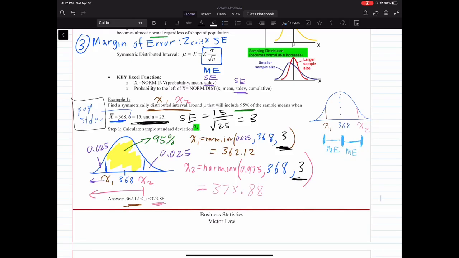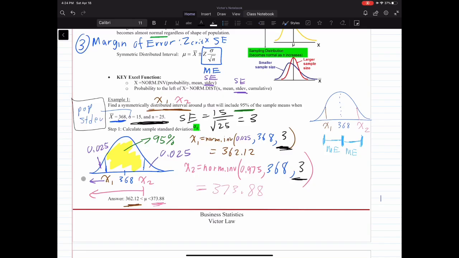When we're solving this question, our first step is to draw a diagram so we can visualize what is going on. In the diagram, we have a normal distribution curve, and the mean, 368, that's your sample mean. We're looking for the symmetrically distributed interval around the mean that will include 95% of the sample means. So we're looking for x1 and x2. x1 is your lower bound, and x2 is your upper bound. Between x1 and x2, it will contain 95% of the sample means.